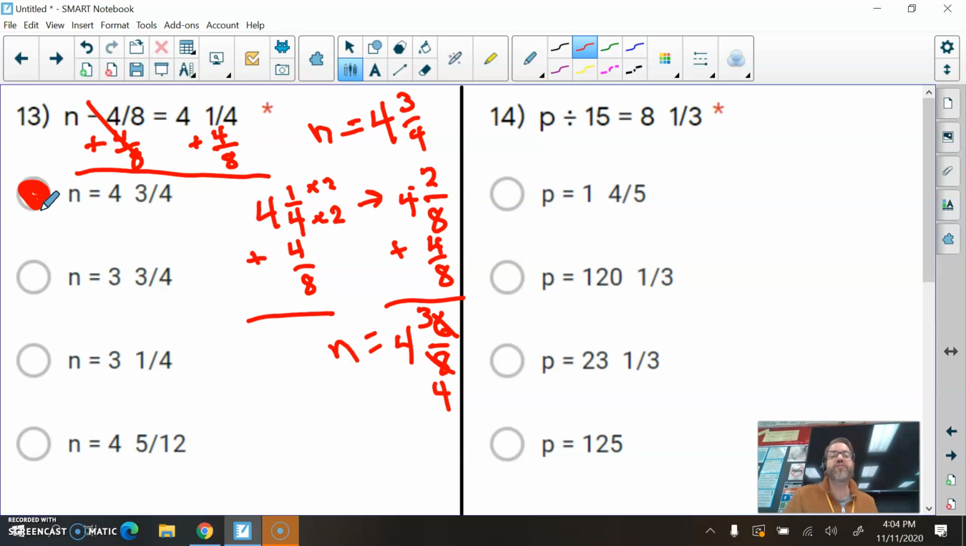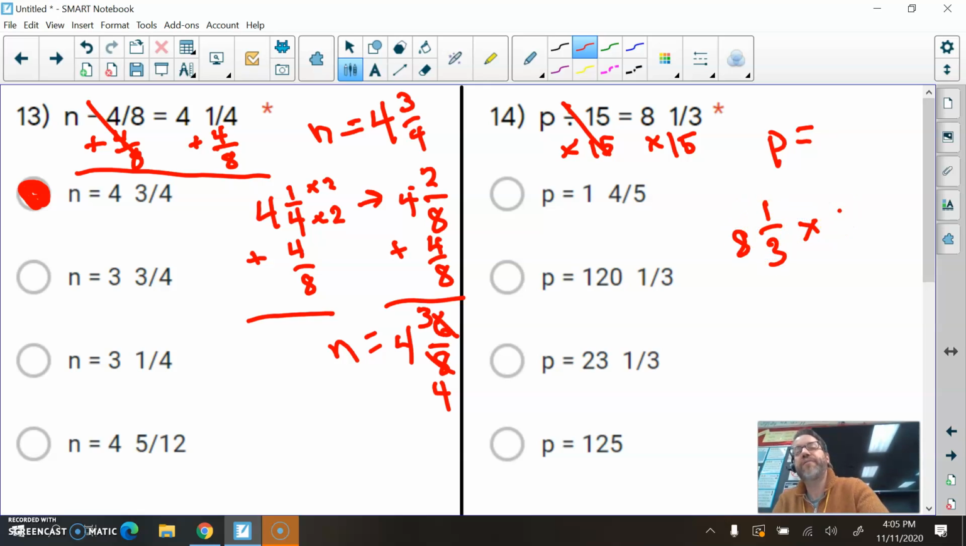N equals 4 and 3/4. All right, number 14, we have P divided by 15 equals 8 and 1/3. You know, the left side is pretty easy to see what's going on. We need to undo dividing by 15 with multiplying by 15. So I'm going to multiply this side by 15 also. Those undo each other, and P will equal whatever we get when we multiply 8 and 1/3 by 15.